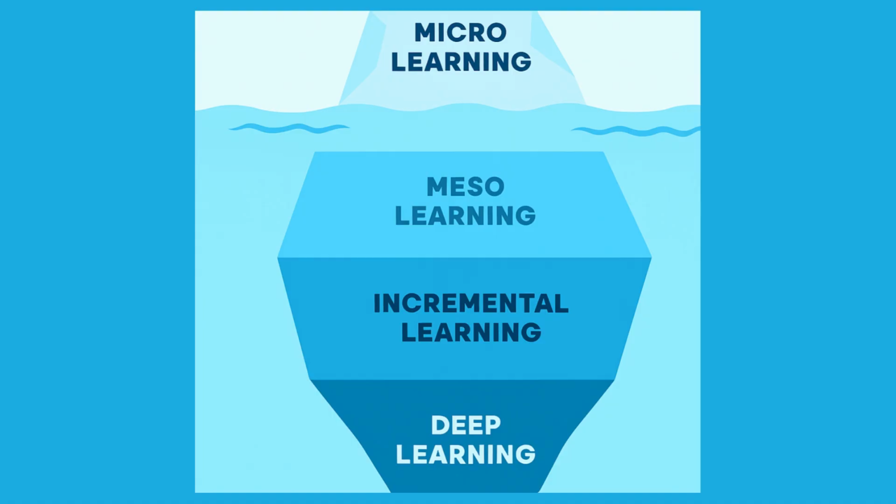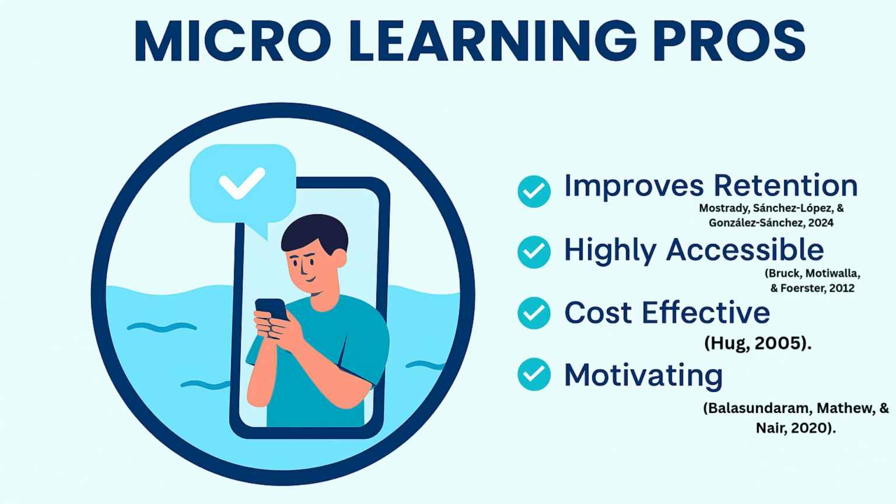Another way to think about it is an iceberg, with micro being at the very top and deep learning being at the very bottom. All of them are part of an iceberg. They don't necessarily stand alone. But I'm going to return back to the start of all this. Microlearning, the answer to everything.